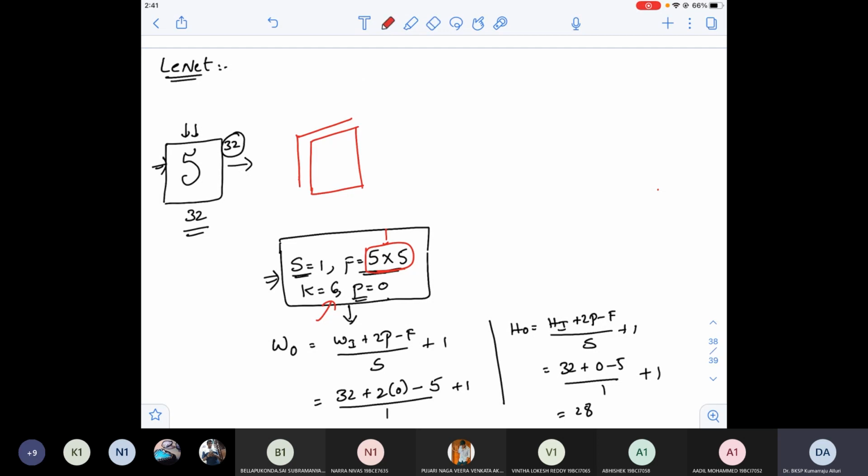Now, how many such filters do I have to apply? 6 filters. That means 6 different frames I will get. Again, fourth filter, I get one more 2D frame. Fifth filter, I get one more different frame. Sixth filter, I get one more different frame. So you'll have six different dimensions here.